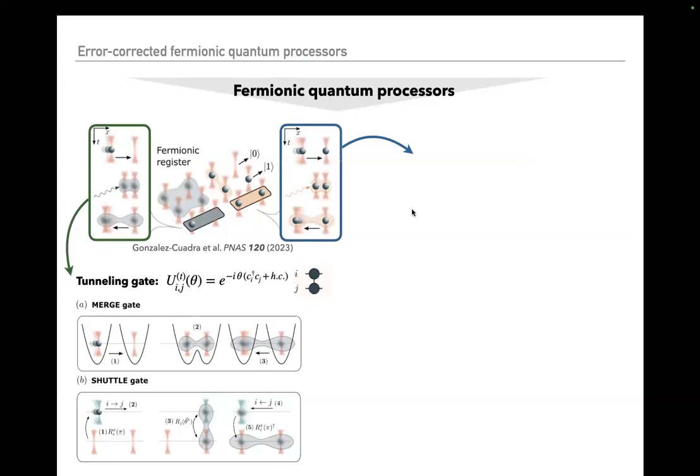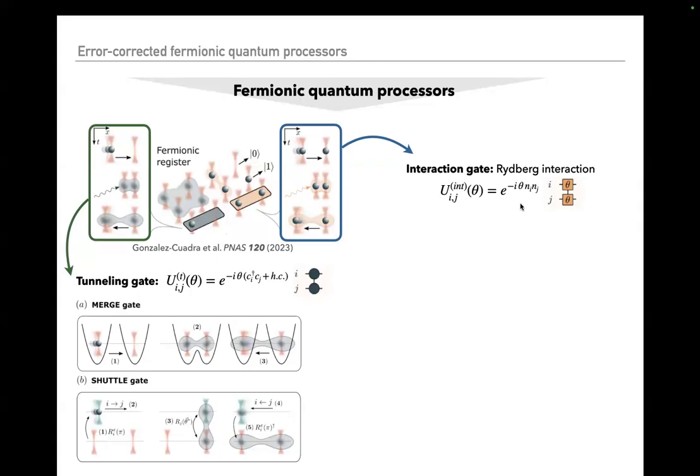So a second thing that you can do is what you could call an interaction gate. So basically, again, you could bring two tweezers together. You can bring these two atoms to an interacting state, let them interact for a while, and reverse the process. And you would realize a gate, something like this, which would be a relative phase depending on the occupation of the two atoms.